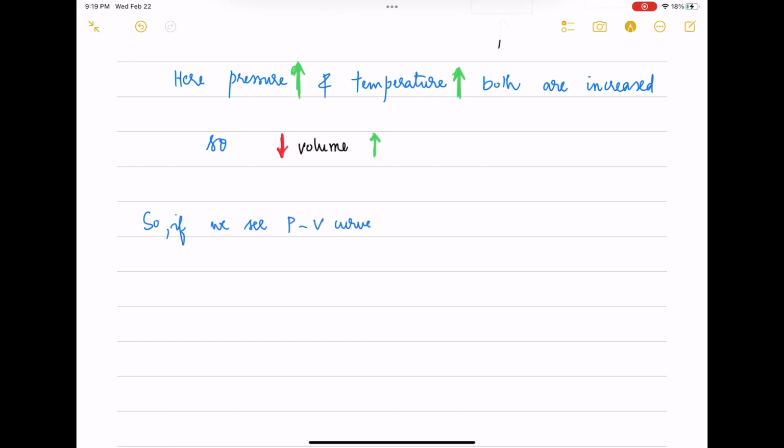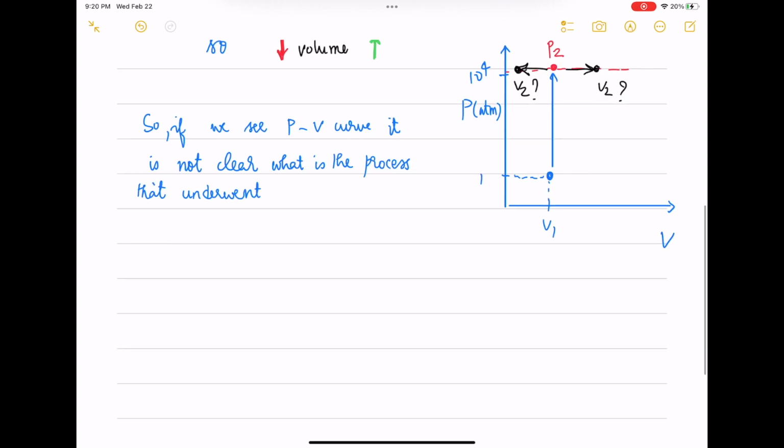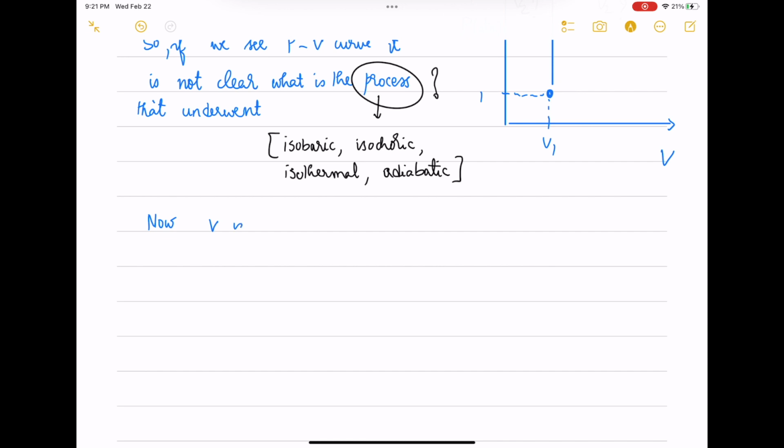because a PV curve helps us to find the final volume. But if you see the PV curve, it's not clear what process it underwent. If we take the initial and final conditions and plot it, we have the initial pressure and volume and final pressure, but we don't have the final volume, right? So how do we find out the final volume? If it is one of the standard processes like isobaric, isochoric, isothermal or adiabatic, we can find the final volume. But now we are not sure what process it underwent.